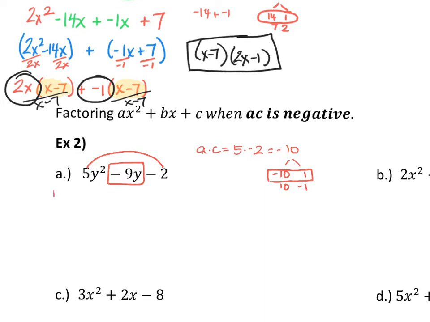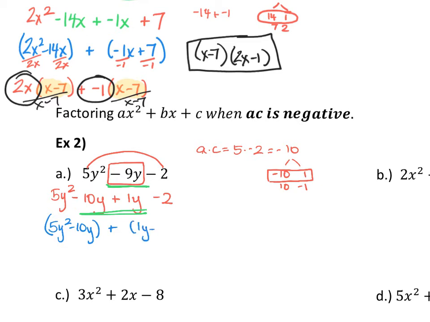So we're going to replace negative 9y with minus 10y plus 1y, and then I have the minus 2. So this got replaced by this. So now I have the 4 terms, so I can group. Plus 1y minus 2. Okay? So then from there, we're finding a GCF. So we know these both are divisible by 5y. So I pull that out in front. And I have y minus 2 remaining.